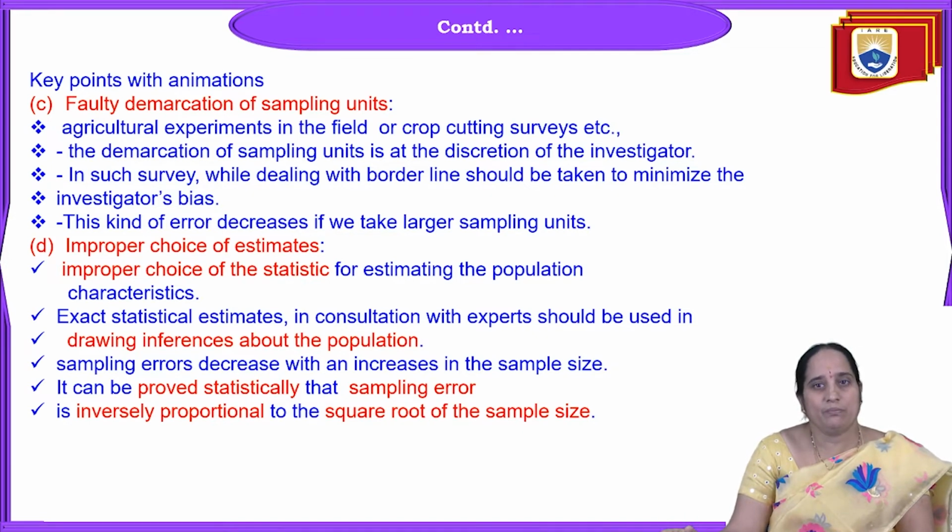Then, sampling errors decrease with the increase in the sample size. How can we minimize the sampling errors? Just by increasing the sample size up to a certain extent, we can minimize or reduce the sampling errors. It can be proved statistically that sampling error is inversely proportional to the square root of the sample size. So these two have an inverse relationship: the sampling error and the size of the sample.